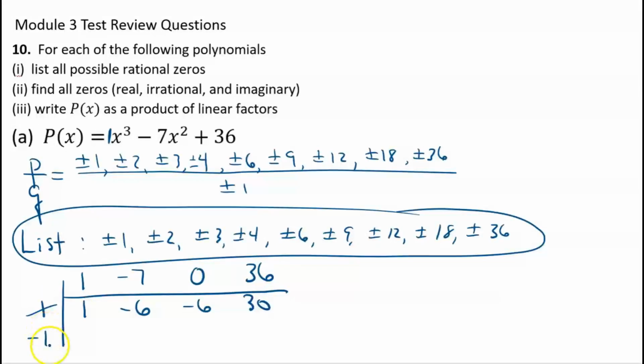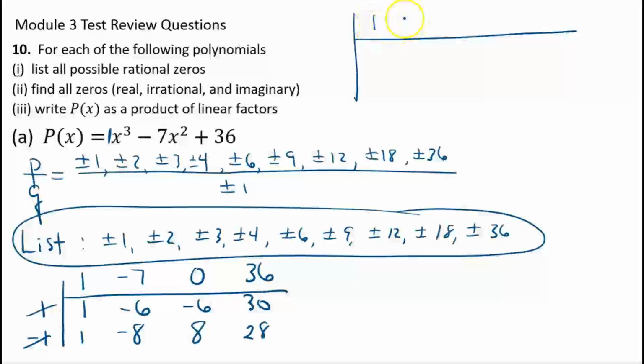I'm going to check negative 1. 1 comes down. Negative 1 times 1 is negative 1, plus negative 7 is negative 8. Negative 1 times negative 8 is 8, plus 0 is 8. My brain's working faster than my mouth. Negative 1 times 8 is negative 8, plus 36 is 28. You know what? Also not a 0. So I told you I made my synthetic division table too close to the end. So I'm going to start a new table. 1, negative 7, 0, 36.